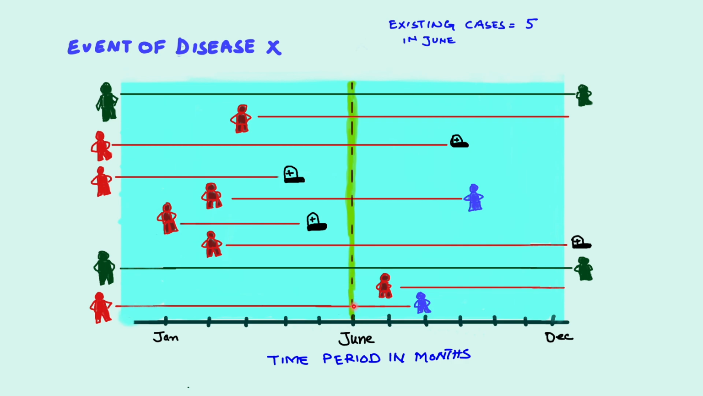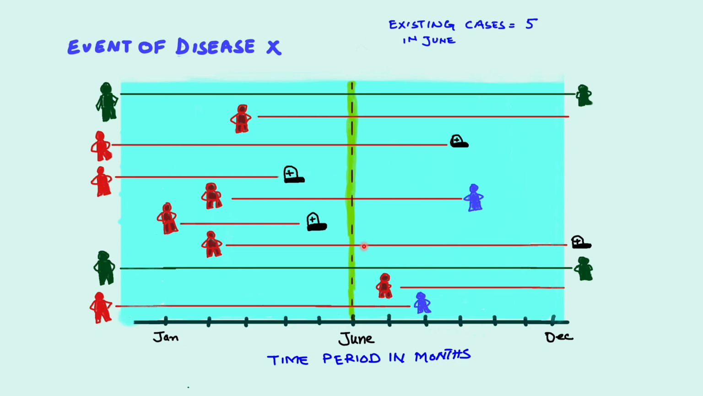Now, let's determine the denominator. For prevalence, the denominator is the total population present at the selected point in time. In June, we count all individuals who were alive, regardless of whether they had the disease. This individual was alive and is included. This individual was alive and is included. This was alive. This individual is excluded because they died before June. This individual was alive. This individual is excluded because they also died before June.